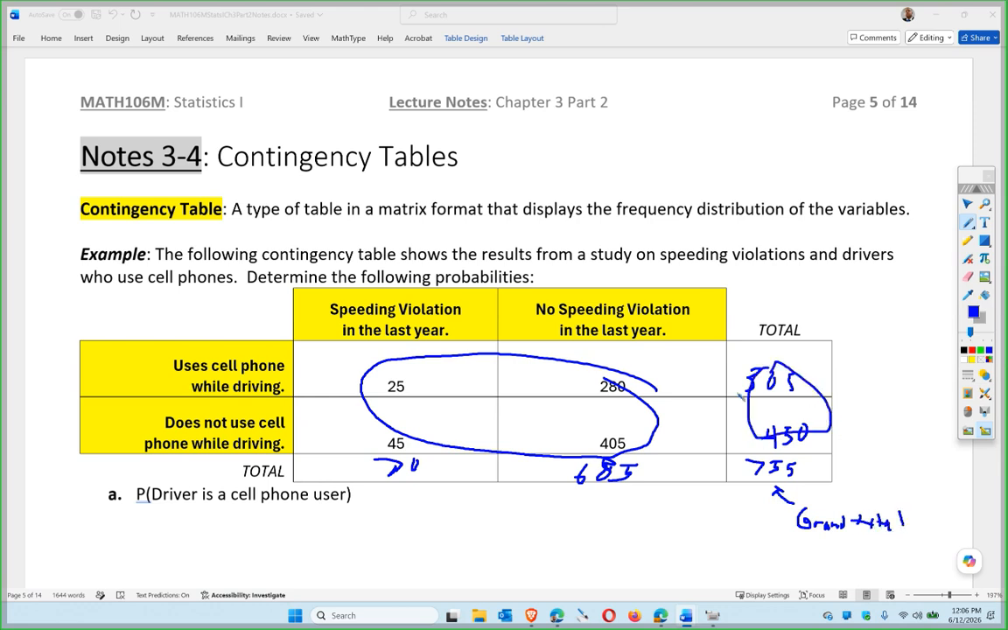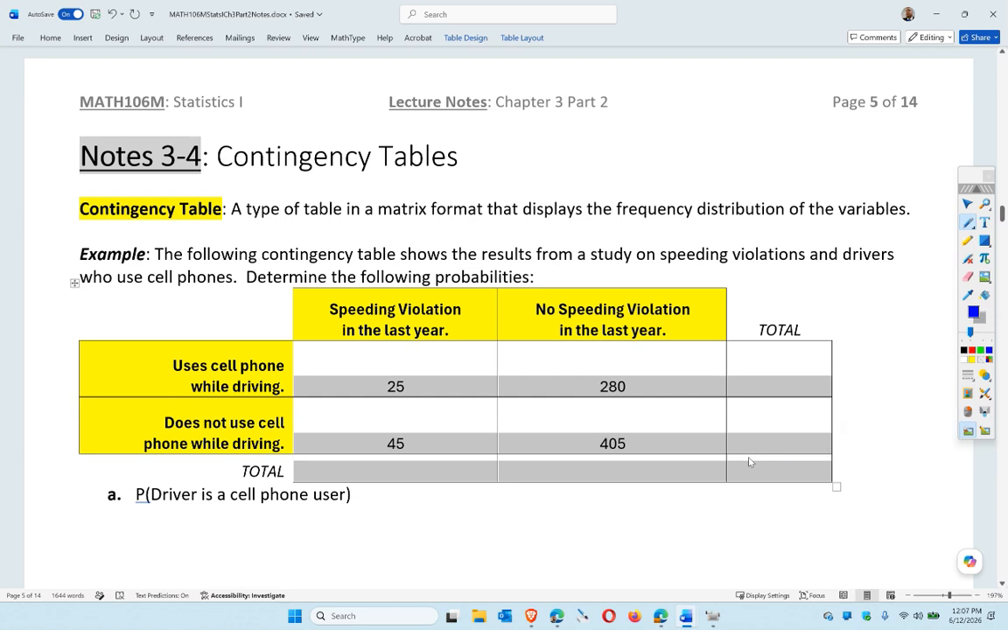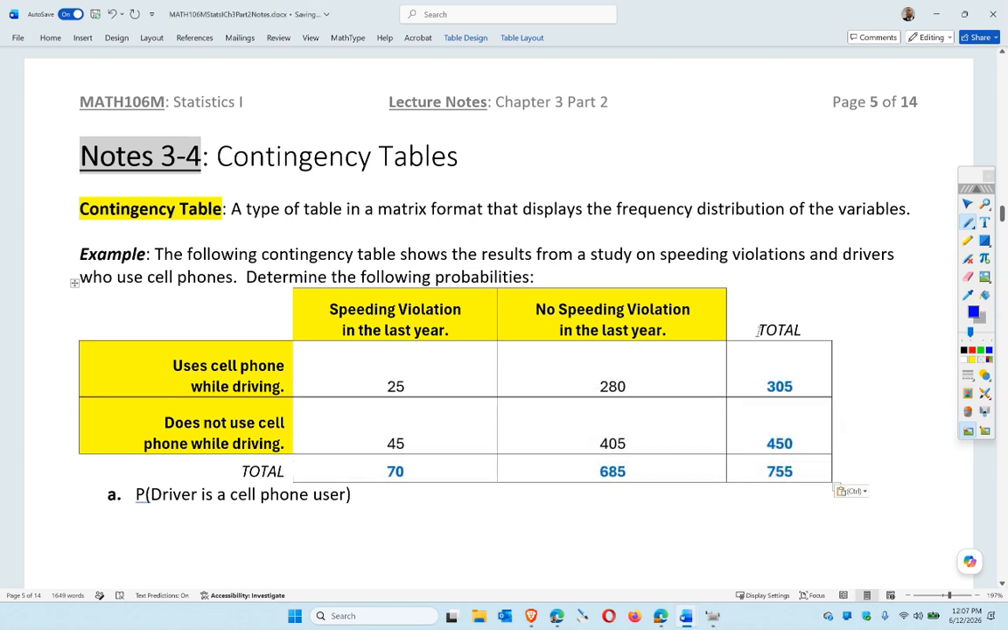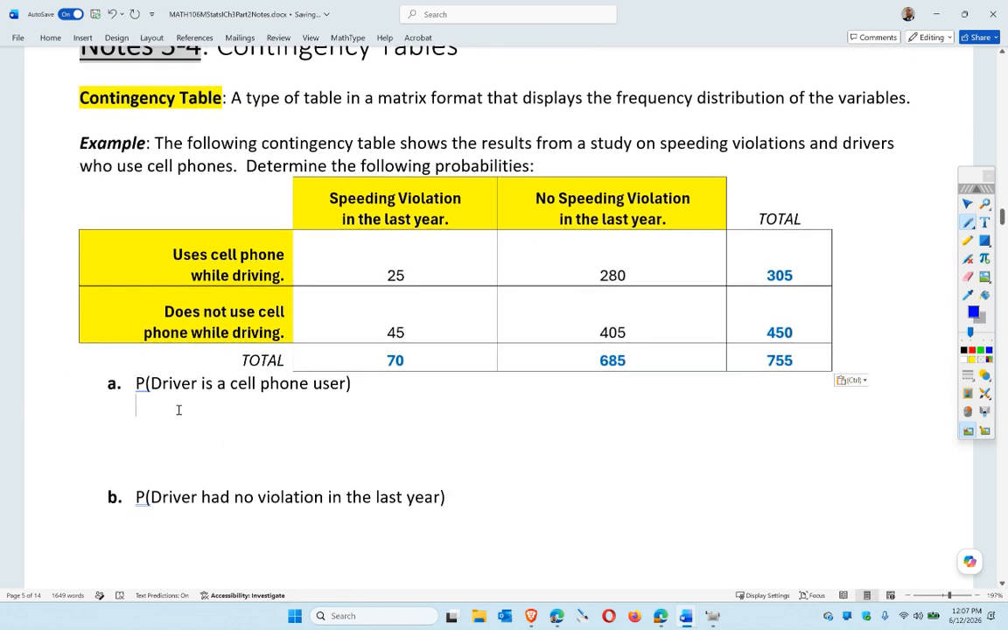Also, this and this adds up to that too. You know what I'm saying? So each margin adds up to it essentially. Okay. Let me type those in. Boom. Okay. So these are my marginal sums, right? And these are my joint sums. Okay. So let's try a few out here.